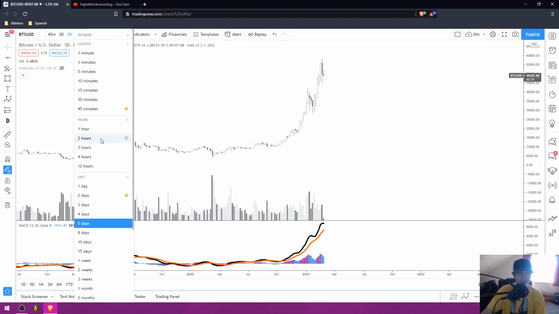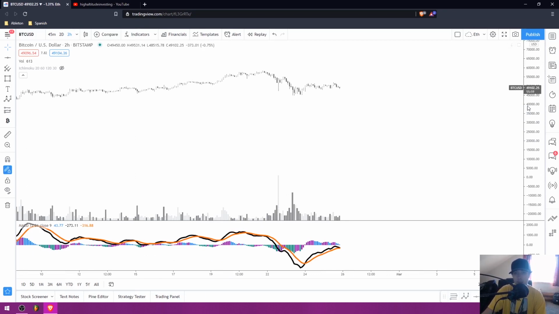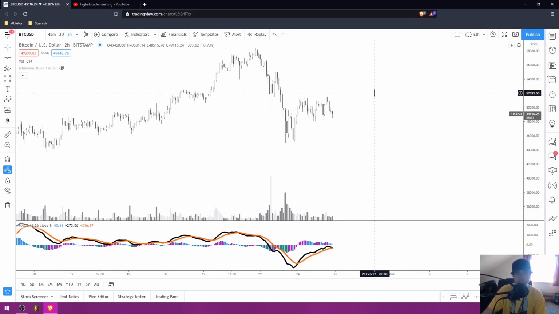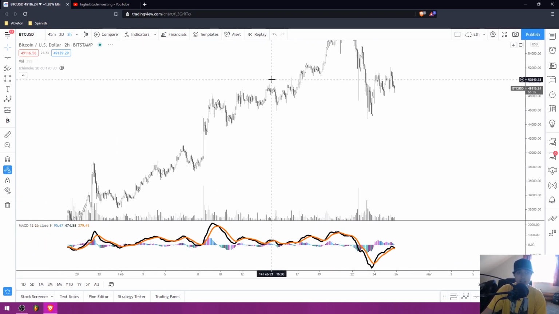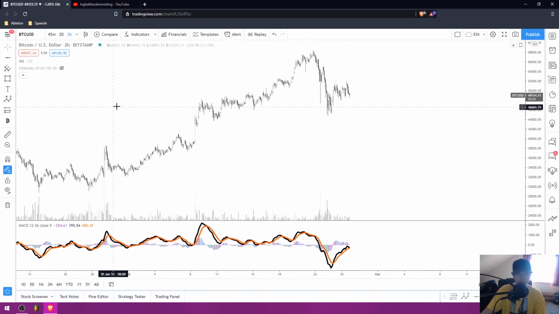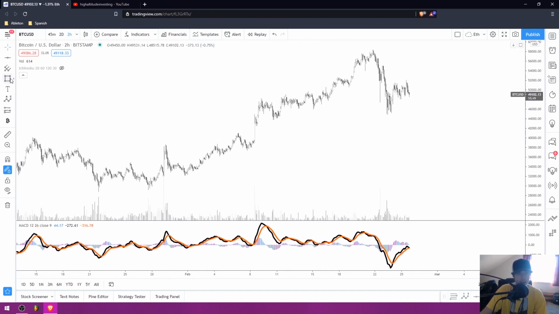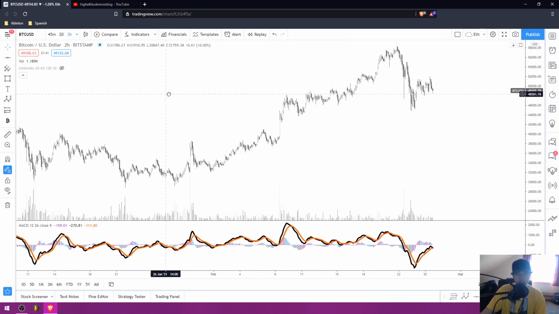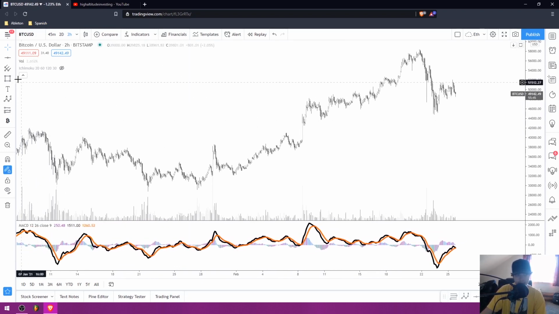So let's go into the smaller timeframes here and talk a little bit about support and resistance inside of these timeframes. As you guys know, if we zoom out a little bit here so we have a bigger zone, we're looking to find support on the previous resistance levels.